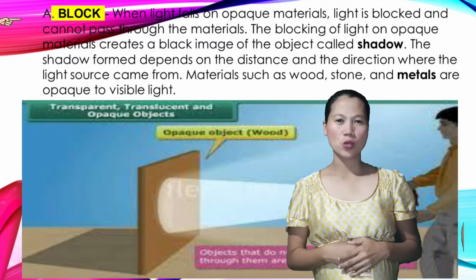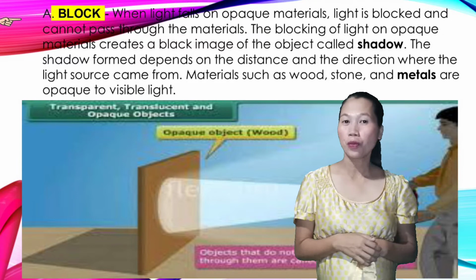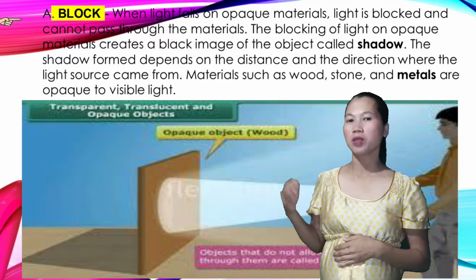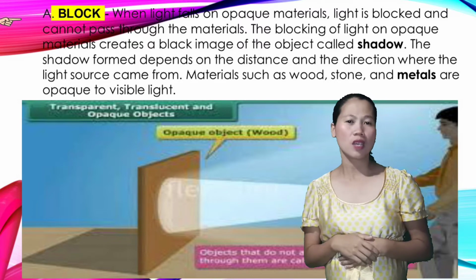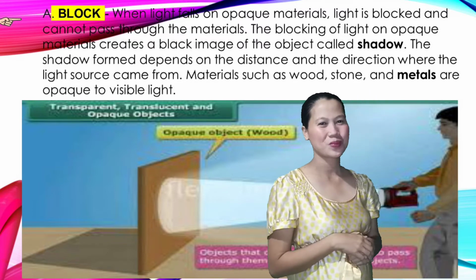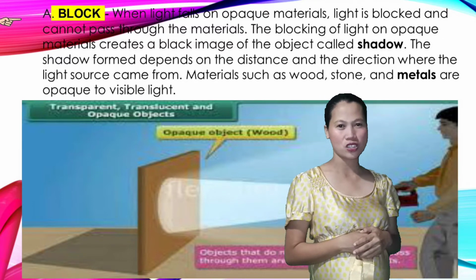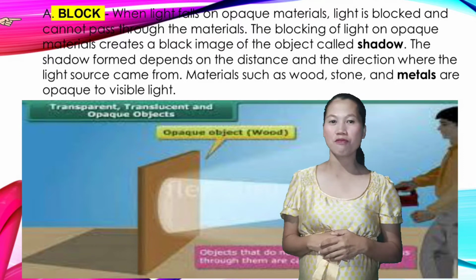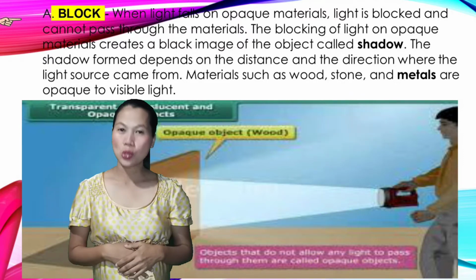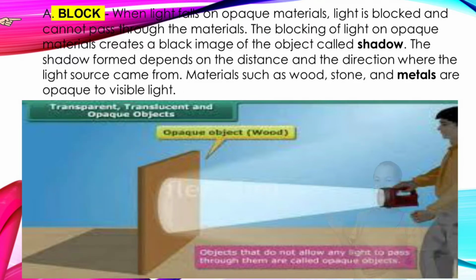When light falls on opaque materials, light is blocked and cannot pass through the materials. The blocking of light on an opaque material creates a dark image of the object called shadow. The shadow formed depends on the distance and the direction where the light source came from. Materials such as wood, stone, and metals are opaque to visible light.